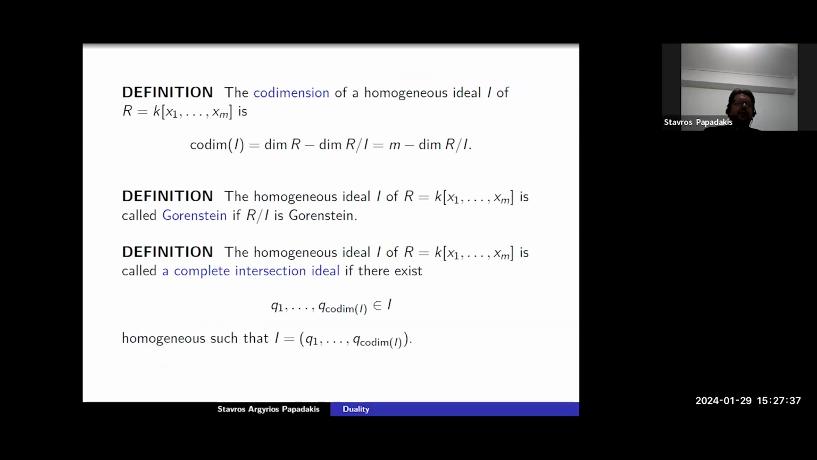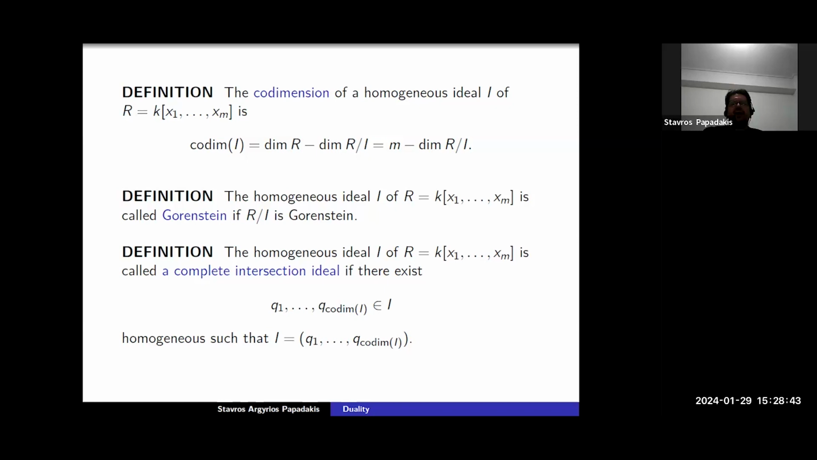Now, as we said before, we can define the codimension of a homogeneous ideal I as the difference between the dimension of R and the dimension of R divided by I, where by dimension we mean Krull dimension. Moreover, we call a homogeneous ideal I Gorenstein if the quotient ring is Gorenstein. Moreover, a homogeneous ideal is called a complete intersection ideal if it can be generated by codim I elements of it.